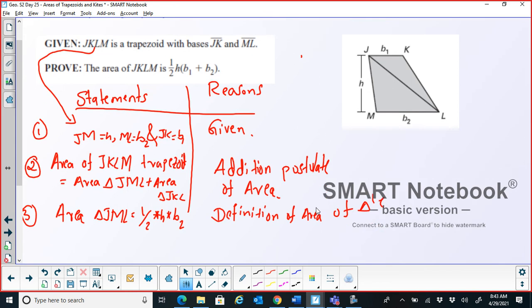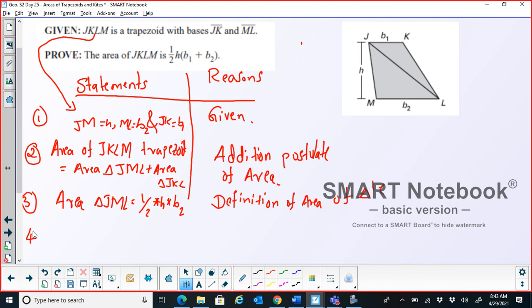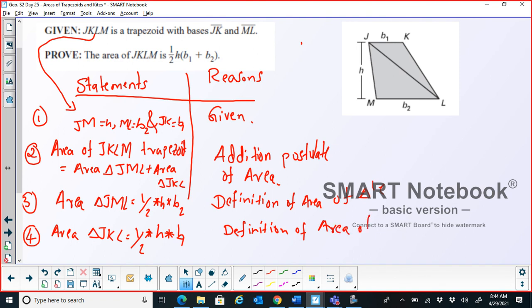In the same way I can say that area of triangle JKL is half of h times b1. This is also from the definition of area of a triangle. Then I can substitute these two in the second equation, substituting 3 and 4 in equation 2.